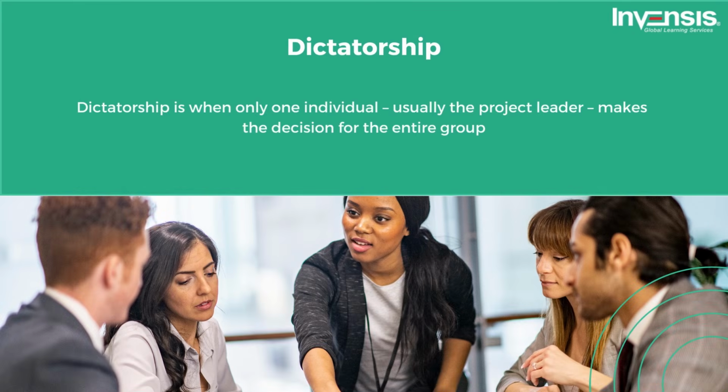Fourth technique is dictatorship. Dictatorship is when only one individual, who is usually the project leader, makes the decision for the entire group. These types of group decision-making techniques can also be applied to the group creativity techniques in order to identify and determine the product requirements. This term is also defined in the 6th edition of the PMBOK. So, this was about methods for effective group decision-making techniques.